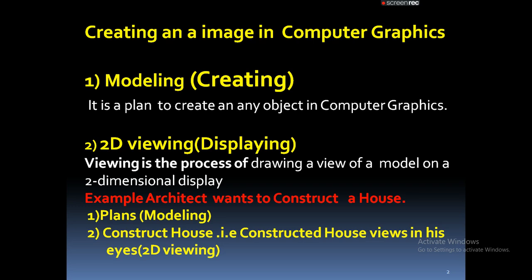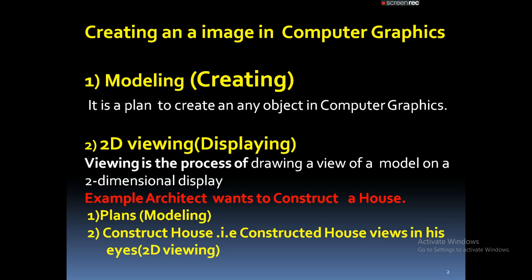So whenever we want to create an object or any image in computer graphics, first we need to plan how to create that object in computer graphics. That planning is nothing but modeling. The concept is called planning. How to create an object is nothing but modeling in case of computer graphics.